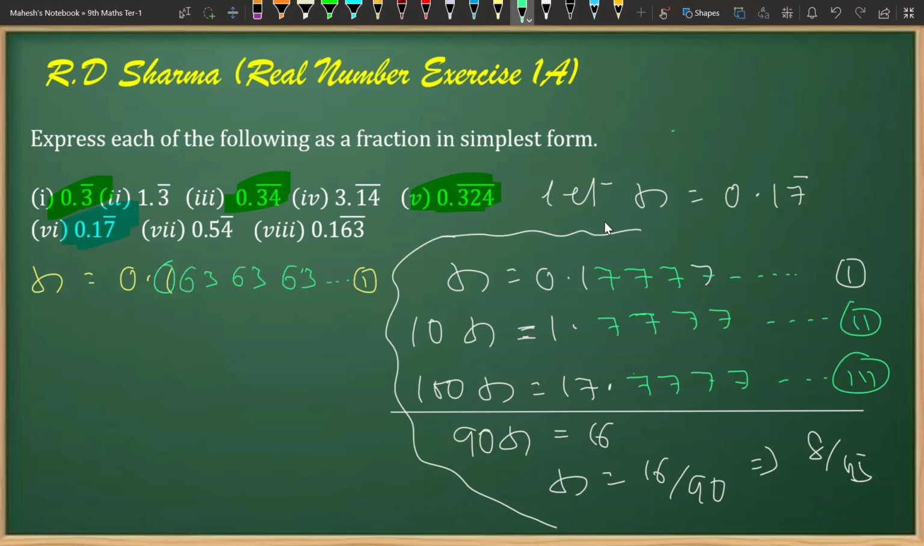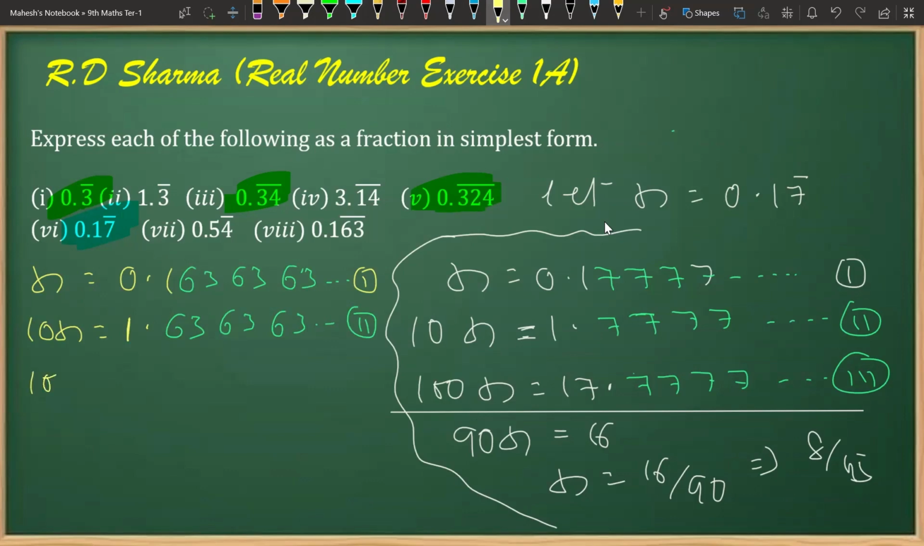But 1 is not in the repeating block, so I must first multiply with 10, so that the 1, which is not a part of the repeating string, comes before the decimal. Then we'll continue to write the other numbers, 63, 63, 63, dot, dot, dot, marking it equation 2. From here onwards, it should be taken as a new question where 2 digits are repeating. So we'll multiply by 100. Why 100? Because there are 2 digits repeating.